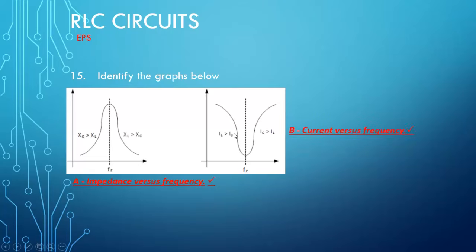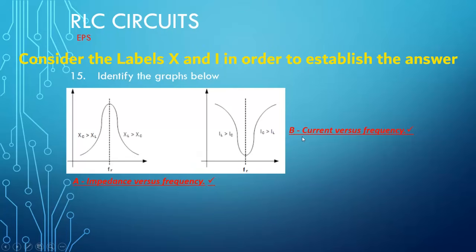Graph B, notice we have the frequency and we have the current. So graph B is the current versus frequency. Coming back to the graph on the left, we'd have to think what is going on there.